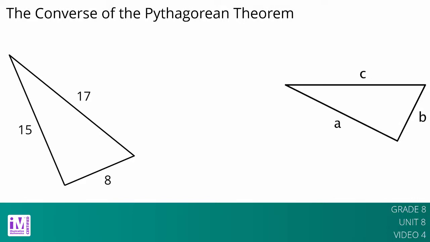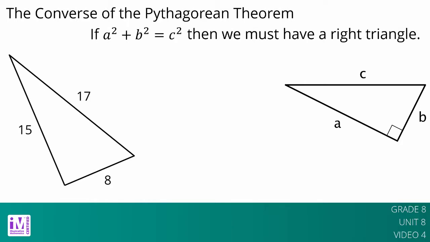Say we have a triangle with side lengths A, B, and C, with C being the longest of the three. The converse of Pythagorean theorem tells us that if we have A squared plus B squared equals C squared, then we must have a right triangle.